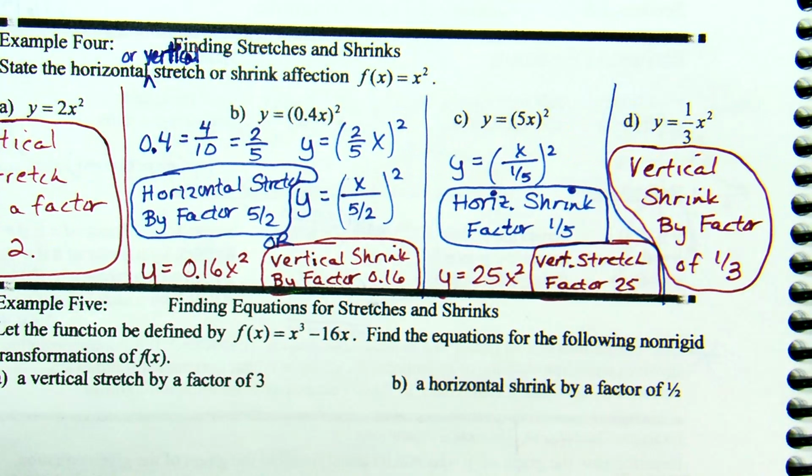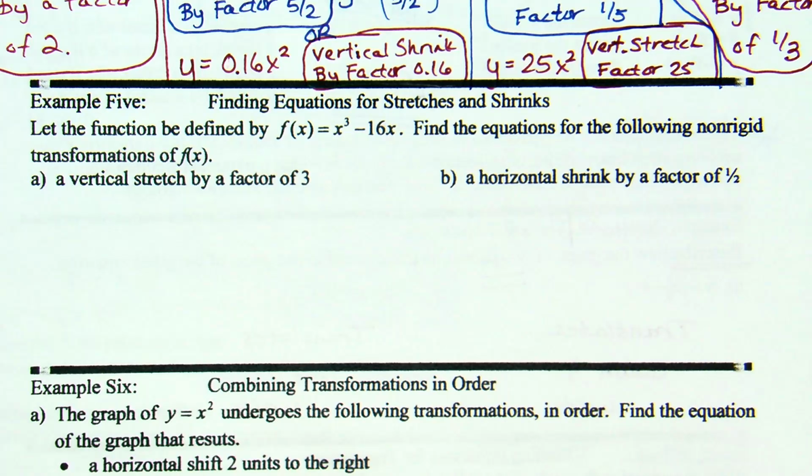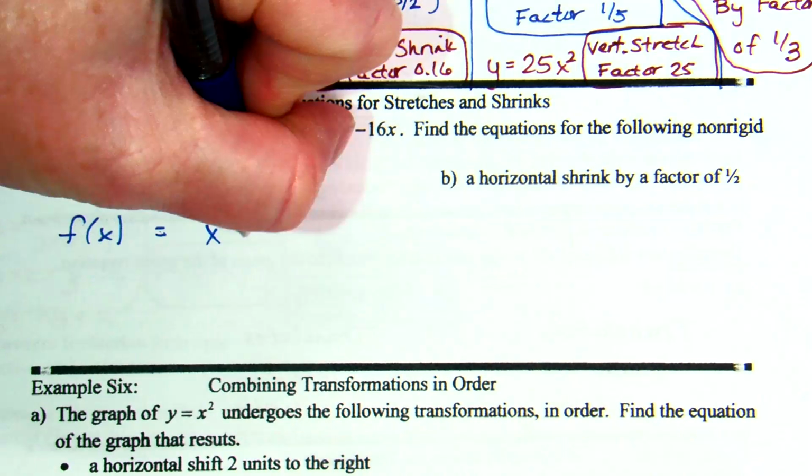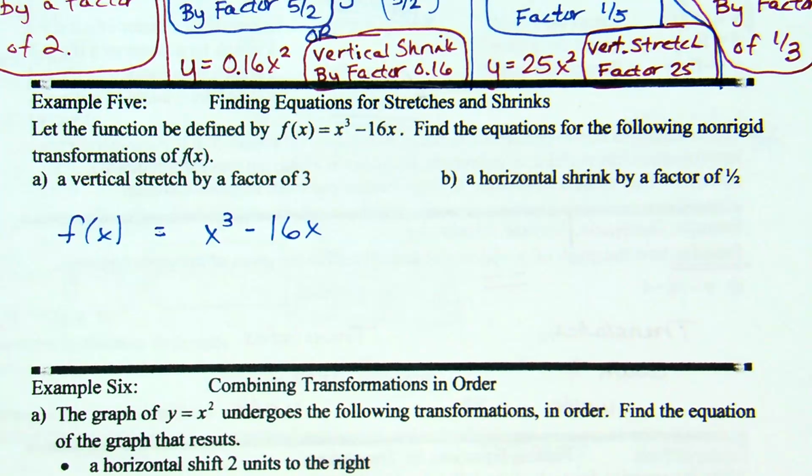Let's look at example 5. This is writing more equations. We are being given the function f of x equals x cubed minus 16x. So that is your base, so to speak. Find the equations for the following non-rigid transformations of f of x. Based on the fact that f of x is given as x cubed minus 16x, that's your given function.